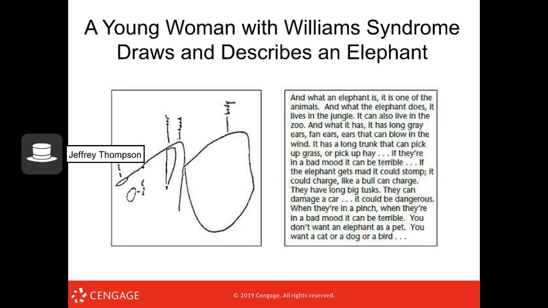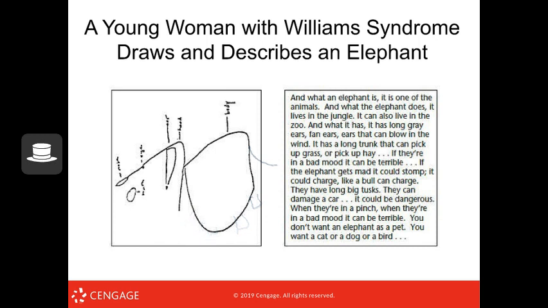Here is a drawing of an elephant by somebody with Williams syndrome. As you can see, that is not how most people would draw an elephant. You have to have the legs and the little elephant tail. So that's showing intellectual disability. But describing the elephant doesn't seem to be an issue, right?